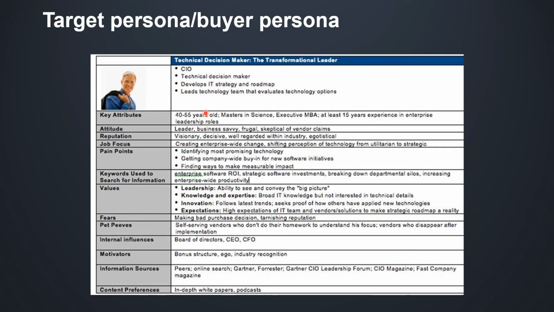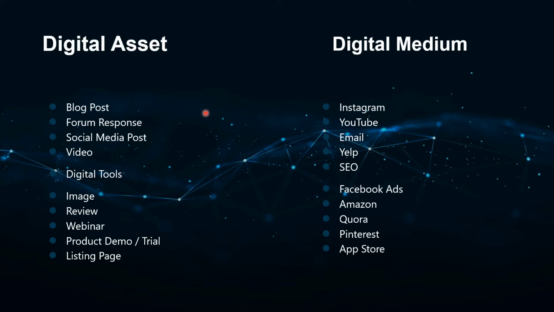Now, I also want to very quickly go through some examples of digital asset and digital medium. So a digital asset can be like a blog post, social media, or video. It can be digital tools. Now, since this topic is about SaaS marketing, your digital tool can be a free trial to that final paid version. That can be a digital asset. It can be an image, a review of that tool, a webinar, product demo, or a listing page.